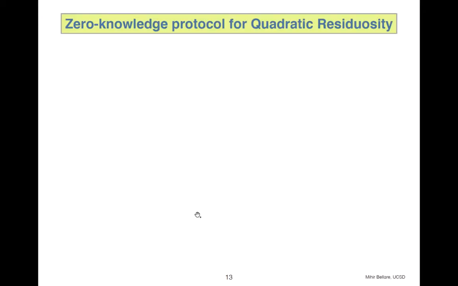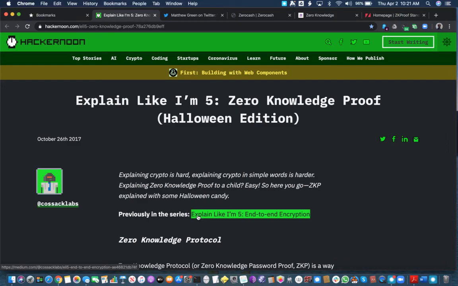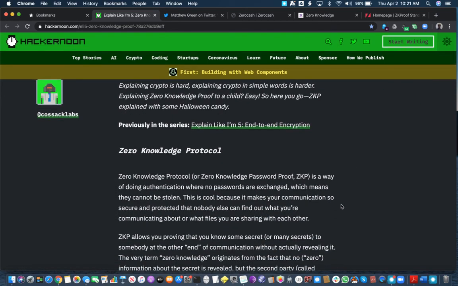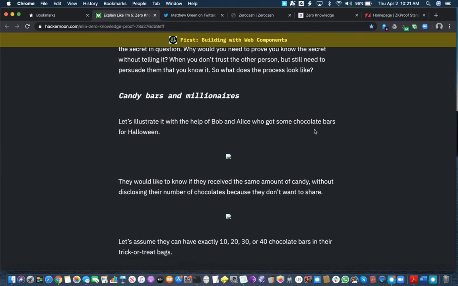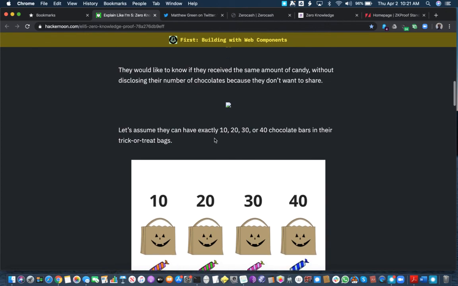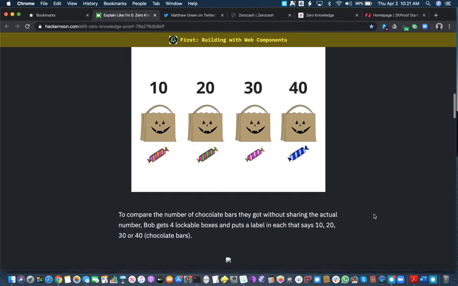Now, it turns out that there are many such little examples that are fun to look at. So for example, here's another one, which is a Halloween problem. It talks about zero knowledge protocols in general, and then it says, look at Alice and Bob, who got some chocolate bars for Halloween, and they would like to know if they received the same amount of candy without disclosing their number of chocolates, because they don't want to share. Okay, and then it goes through a protocol. So there are some limitations and interesting discussion, but it's fairly similar to what we saw and quite interesting.